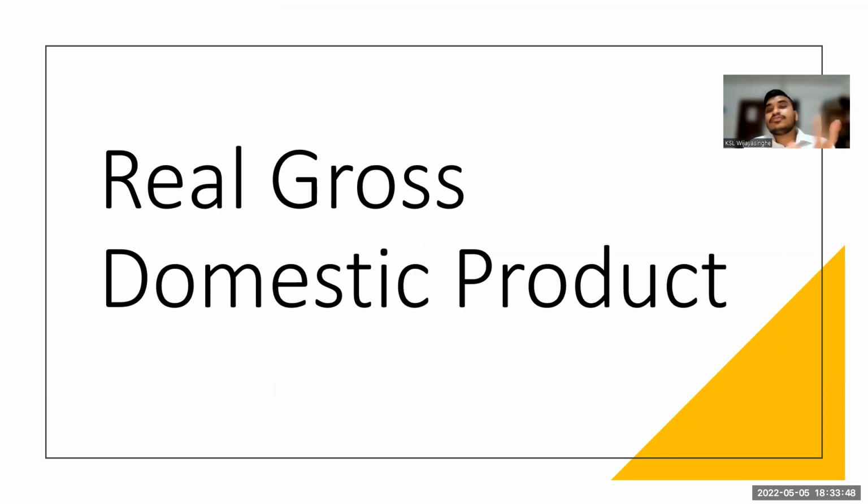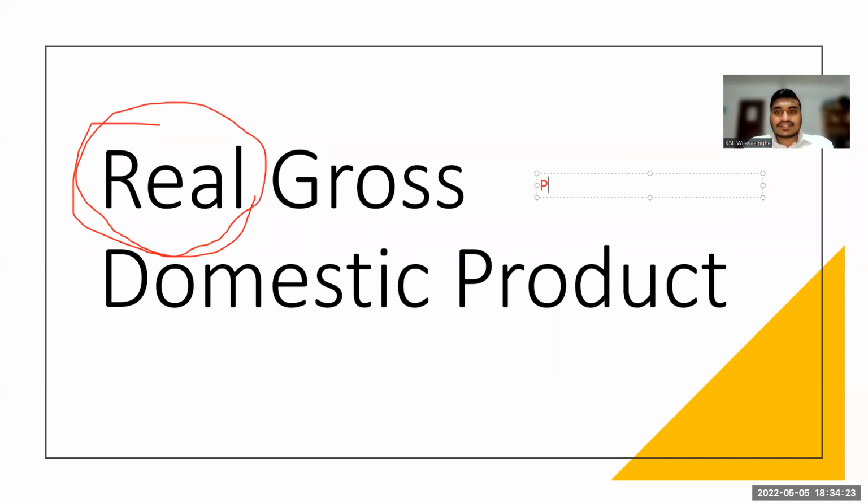So, real gross domestic product. Last week, during national accounts, we calculated GDP. GDP is basically measuring the goods that are being produced, the final products. What we mean by real is where we take into consideration the price changes.